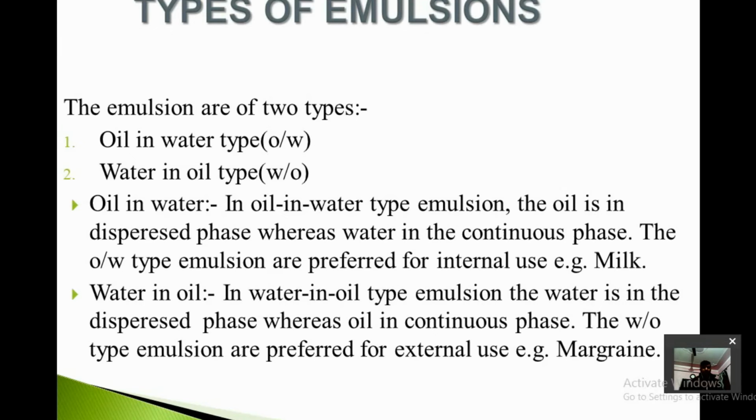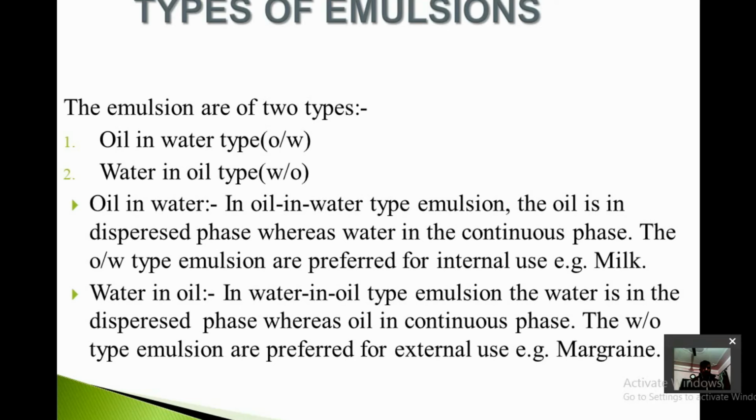Types of emulsions. The emulsions are of two types: oil in water type and water in oil type. First one, oil in water type. In oil in water type emulsion, the oil is the dispersed phase, whereas water is the continuous phase. The oil in water type emulsions are preferred for internal use. Example, milk.